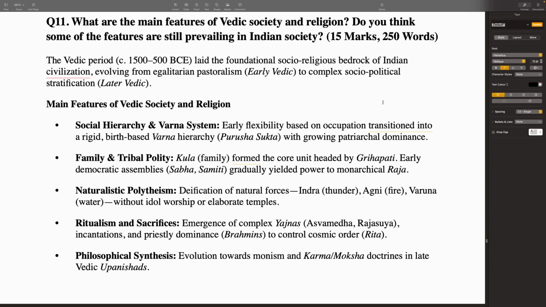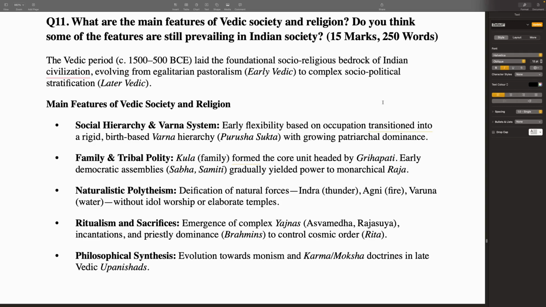Main features of Vedic society and religion: social hierarchy and Varna system. Early flexibility based on occupation transitioned into a rigid birth-based Varna hierarchy, Purusha Sukta, with growing patriarchal dominance. Family and tribal polity. Kula, family formed the core unit headed by Grihapati, early democratic assemblies. Gradually, Sabha and Samiti yielded power to the monarchical Raja.